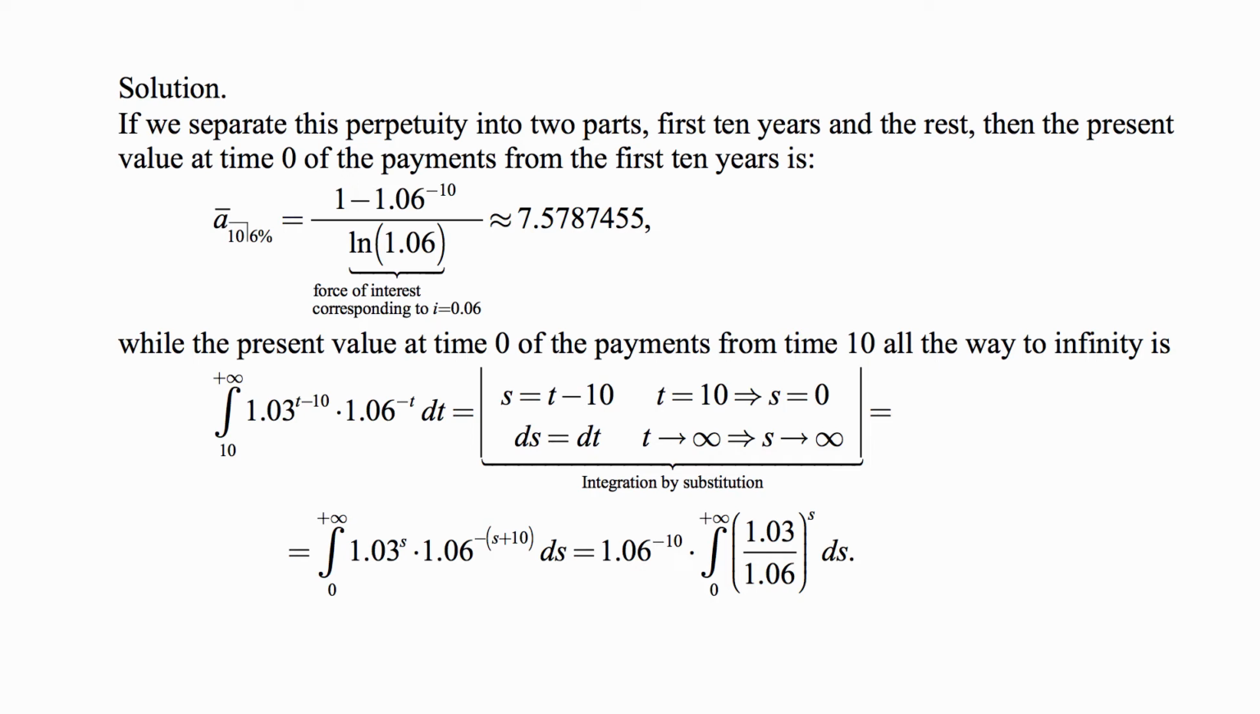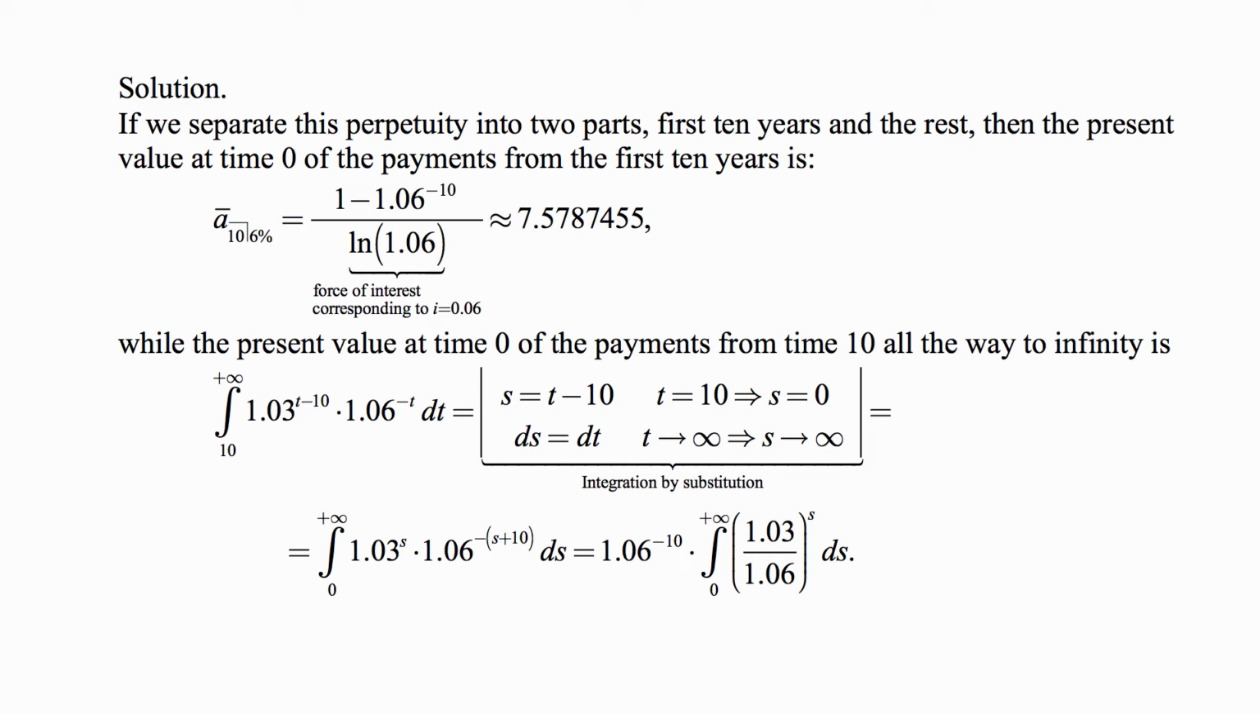Well, the present value at time 0 of the payments from time 10 all the way to infinity is the integral from 10 to plus infinity of the rate of payment, which is 1.03 to the power t minus 10, discounted to time 0, that's 1.06 to the minus t, dt. And now we make a substitution in this. We write s to be t minus 10, then ds is equal to dt. And when t is 10, s is 0. When t goes to infinity, s goes to infinity.